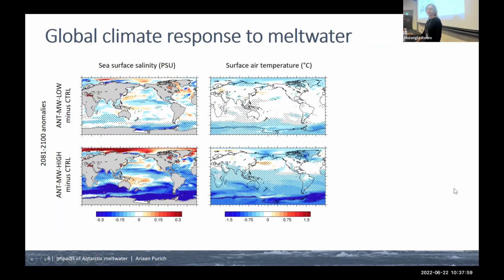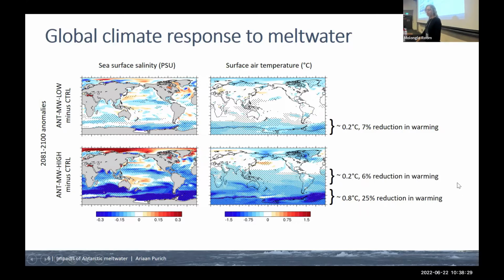In response to this surface freshening, we see a surface cooling via the mechanism that I described previously. In our meltwater low ensemble, this surface cooling is largely restricted to the Southern Hemisphere extratropics. And it corresponds to about a 7% reduction in warming relative to the control over the 21st century. We see a strong cooling in our meltwater high ensemble, which corresponds to a 25% reduction in global warming relative to the control over the 21st century. So this is really substantial.